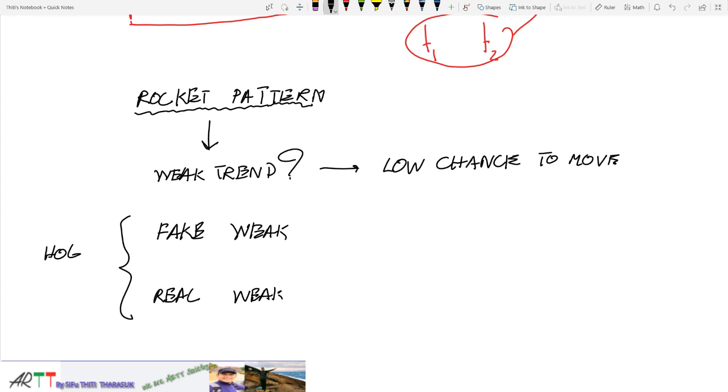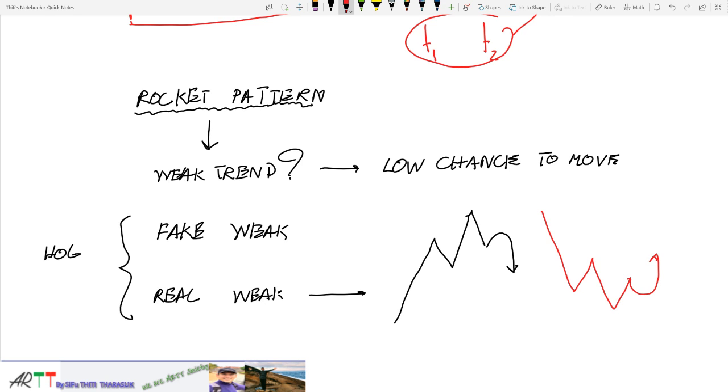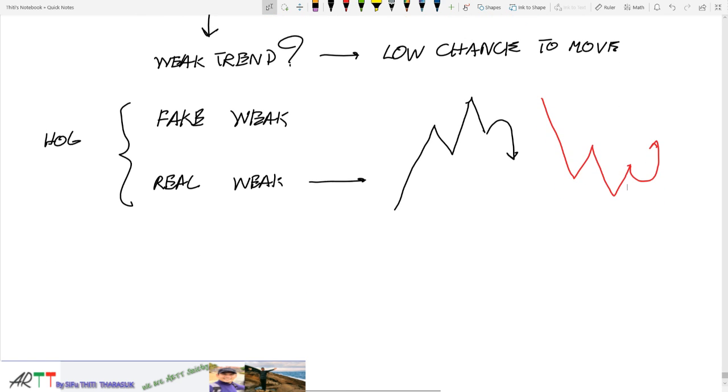Real weak trend means that after a real weak trend, price has a chance to go down. This is a weak trend for uptrend. If it is a weak trend for downtrend, that means price has a chance to go up in future. This is the concept of real weak trend. But rocket pattern is tailor-made from fake weak trend.